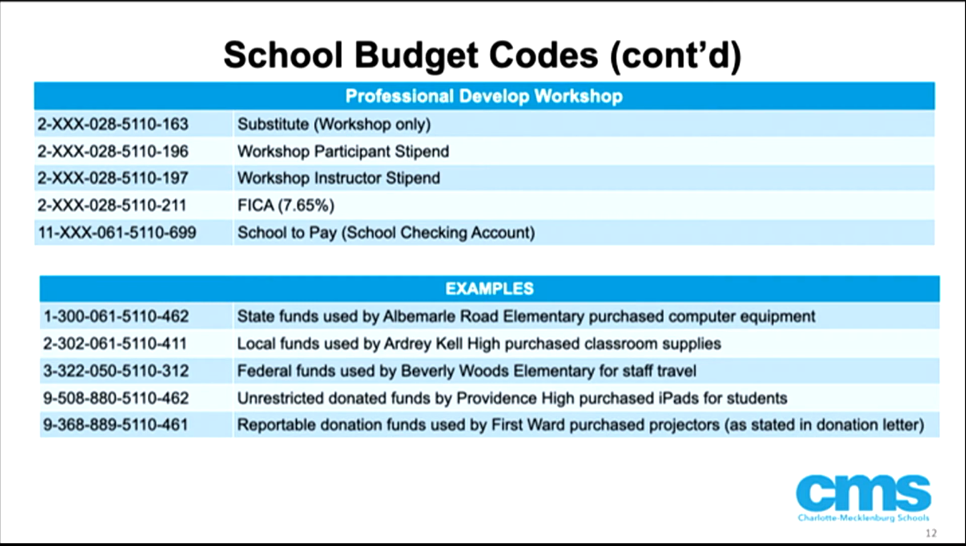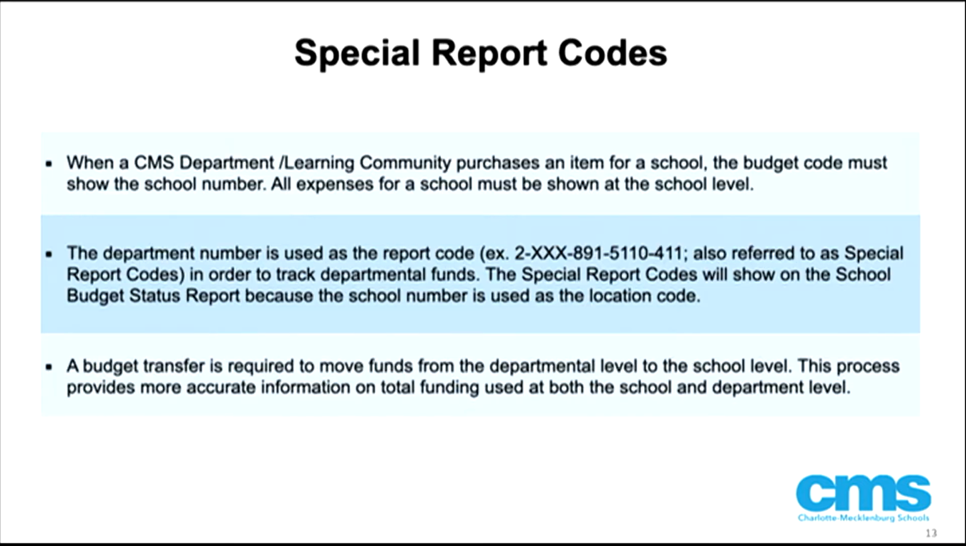In 1-300-060-5110-462, the 1 represents that it is a state fund, and it is used by Albemarle Road Elementary to purchase computer equipment. How do we know that's computer equipment? Because those last three numbers, 462, indicate to us that you're obtaining computer equipment. And you can go ahead and look at the rest of those.